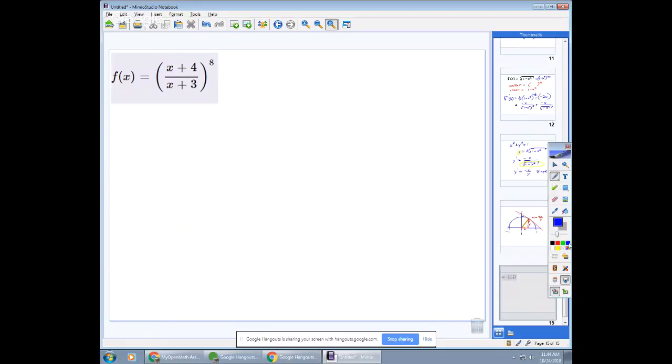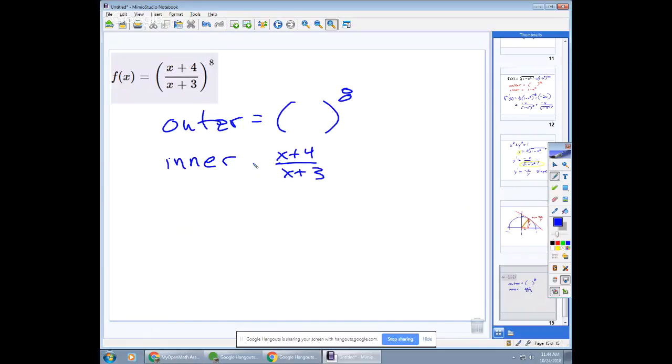A full-fledged adult. Okay, so we have to identify outer and inner. So outer, it's something to the 8, beautiful. And inner is x plus 4 over x plus 3. So the hard part here is the derivative of the inner. That's going to be the tough part. Can we do it first? We could totally do it first.